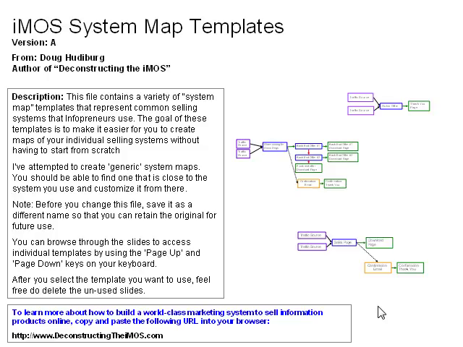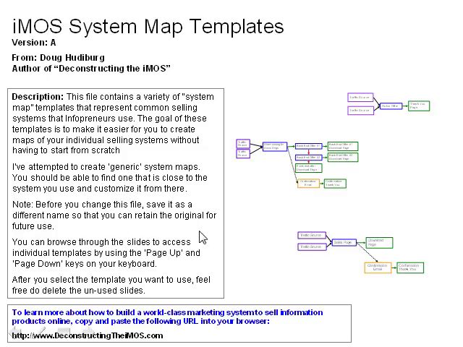It's a PowerPoint file that contains a variety of system map templates, and these maps represent the common selling systems that infopreneurs use. The goal of the templates is to make it easier for you to create maps of your individual selling systems without having to start from scratch. So what I've done is I've attempted to create some generic systems that you should be able to use as you go through, and you'll find one that most closely matches your system, and then you can modify it from there.